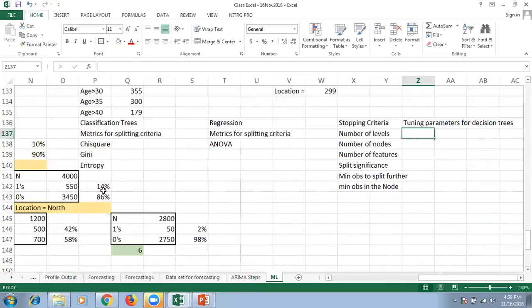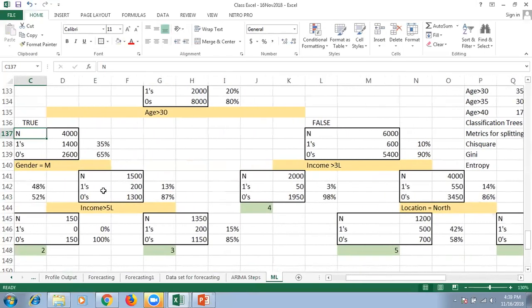Do you agree with me? Any questions on this? So that is the stopping criteria. If I mention the stopping criteria like this, it will build the decision tree by satisfying those conditions.